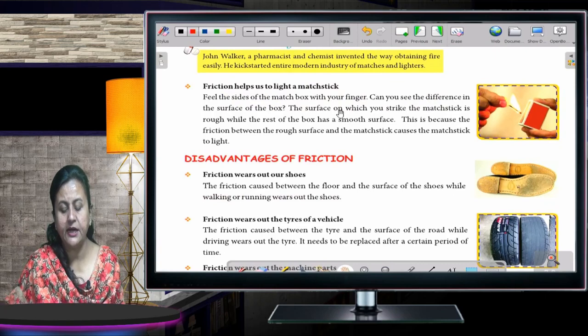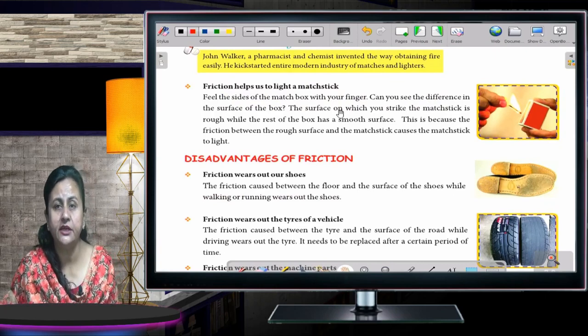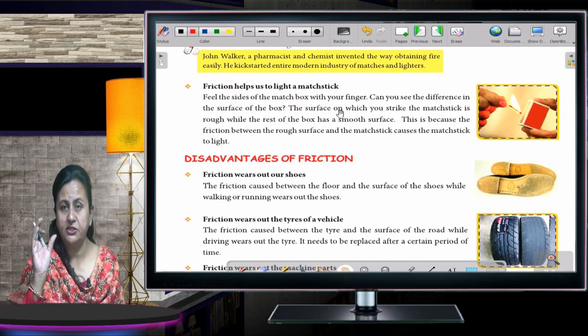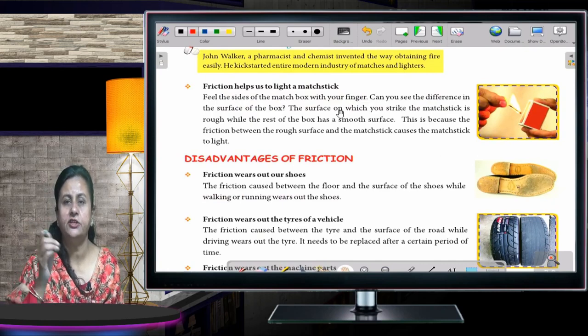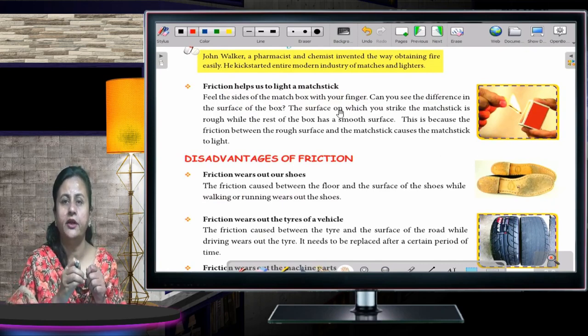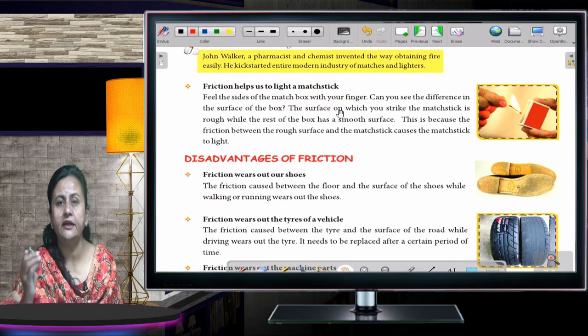Okay, now friction helps us to light a matchstick. Okay, what is a matchstick? It comes in a matchbox, and you take a matchstick, you try to rub it, strike on it. It is due to the friction only that the matchsticks get lighted. In case there is no friction, then the matchstick won't light up.